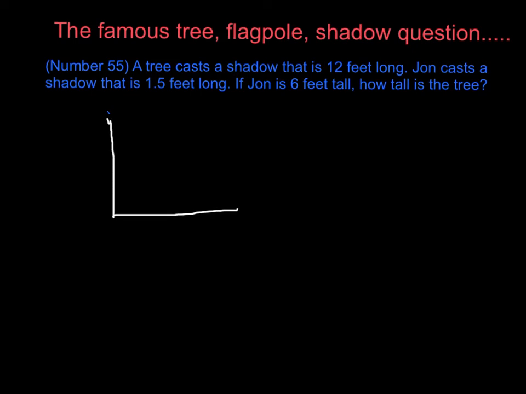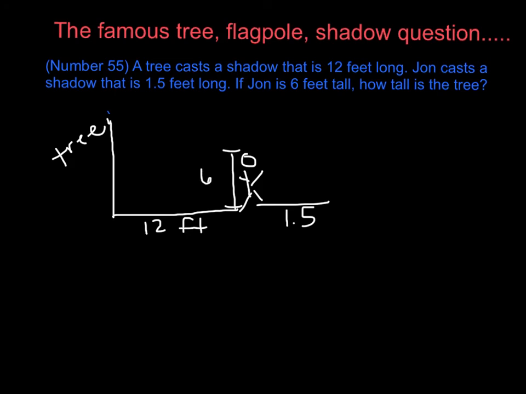So if I draw a picture of that first one, you have a tree, you don't know how tall it is, but it casts a shadow 12 feet long. So that's the shadow along the ground. And then this is how tall your tree is. And then you have this guy, and he casts a shadow 1.5 feet long. And it says that he is 6 feet tall.